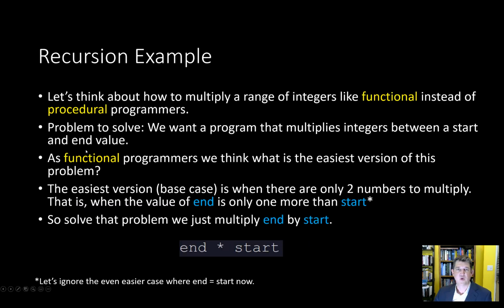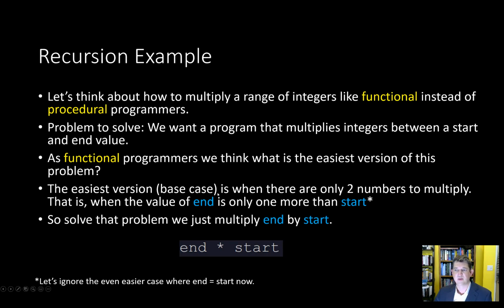But let's think about how to solve this problem not like a procedural programmer, but like a functional programmer. We want a program that multiplies integers between a start and end value. So the first thing we have to do is think of the base case. What's the easiest version of this problem that we can solve? There's always multiple ways to solve this, and we'll see a different version of this at the end.